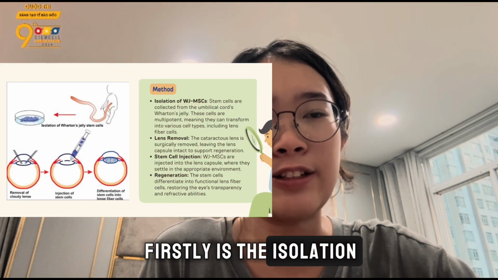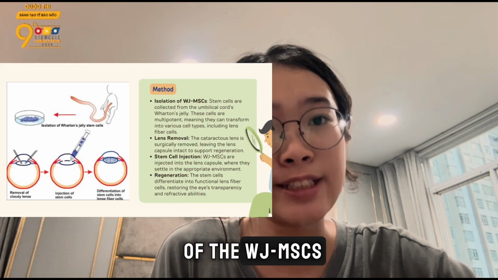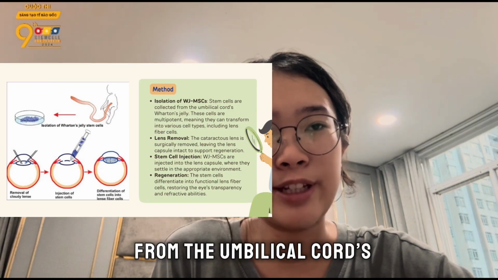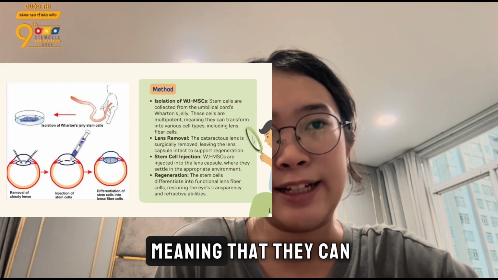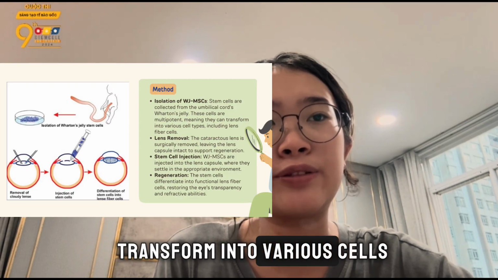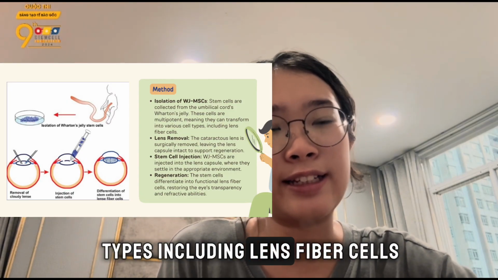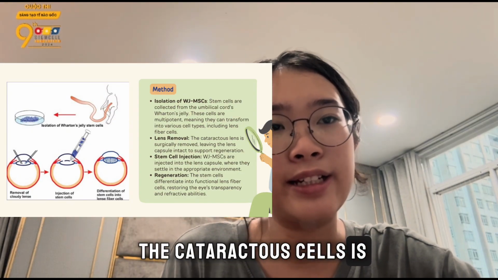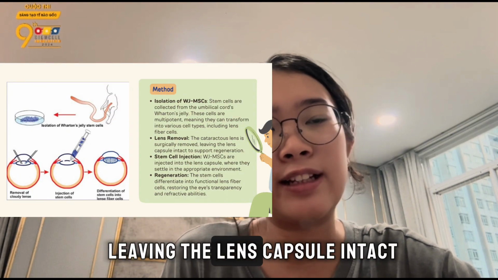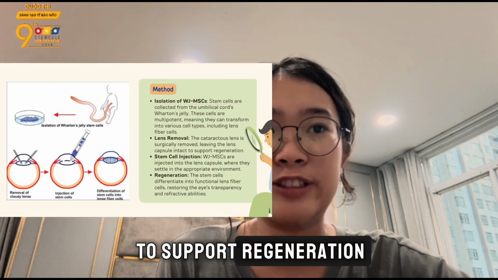Firstly is the isolation of the WJ-MSCs. Stem cells are collected from the umbilical cord's Wharton's jelly. These cells are multipotent, meaning that they can transform into various cell types, including lens fiber cells. For the lens removal, the cataract lens is surgically removed, leaving the lens capsule intact to support regeneration.